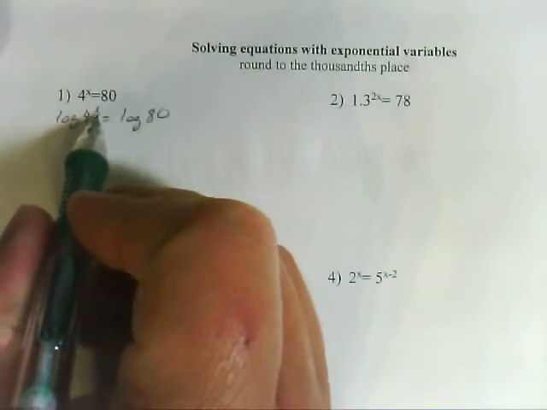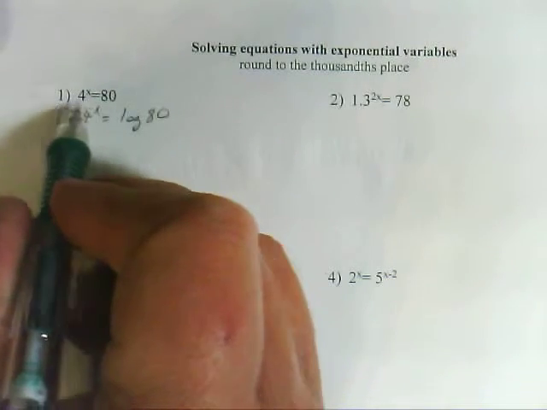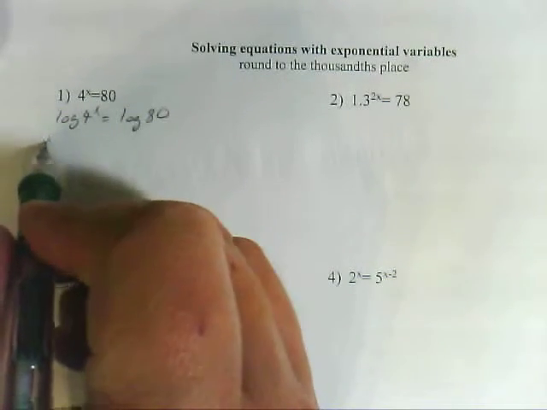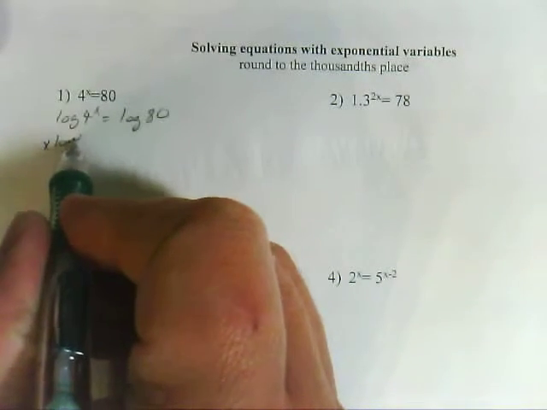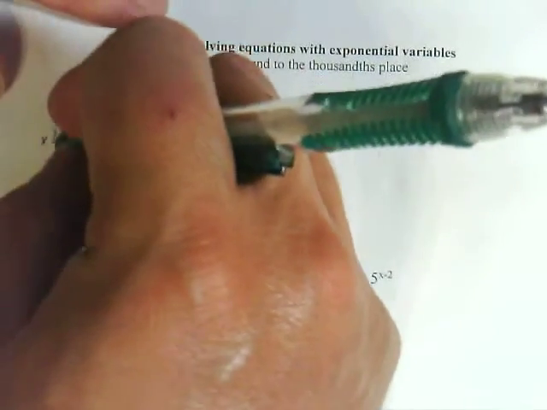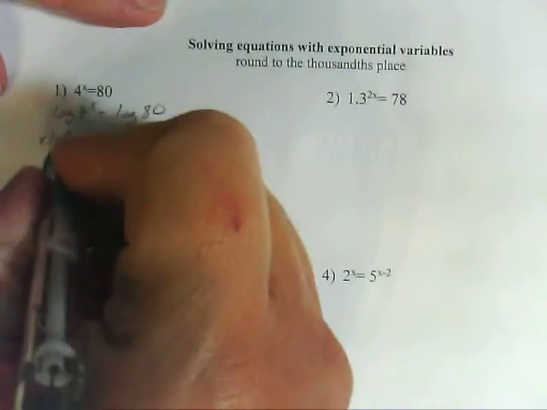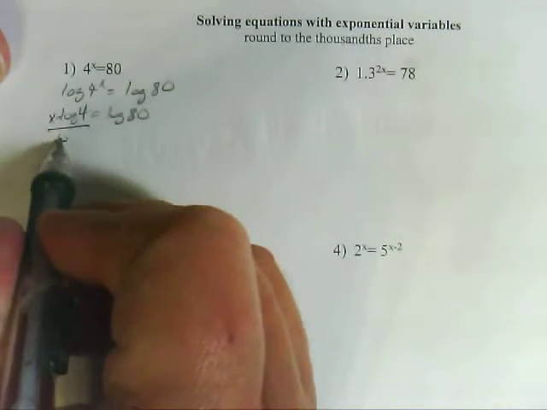One of the properties of logarithms is that we can move the exponent into multiplication, so I'm going to go ahead and use that property. x log of 4 is equal to the log of 80. That's not a pretty 4. Now that it's multiplication, I'm going to divide both sides by the log of 4.